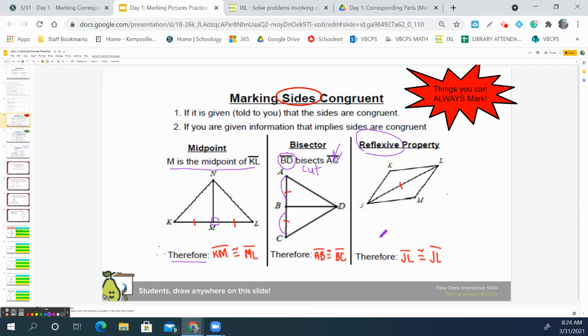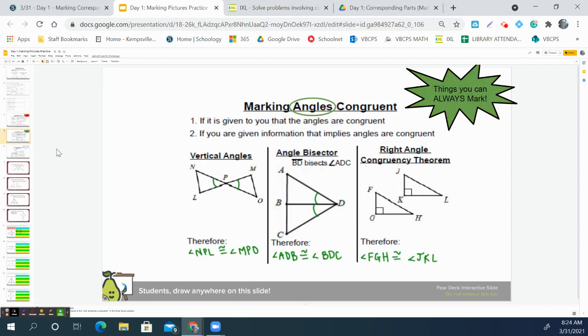You can always mark these things. If you're told midpoint, you can always mark the 2 sides, the left and the right, equal. If I tell you that something has bisected something else, then that something else has been cut in half. And if they occupy the same space, then you can always mark those things, okay? So those are the first 3. Let's look at the next 3.